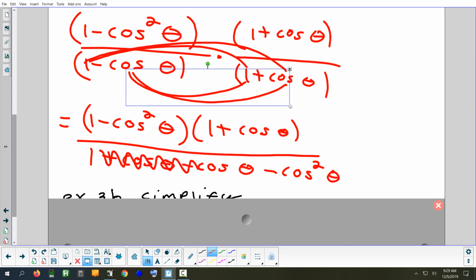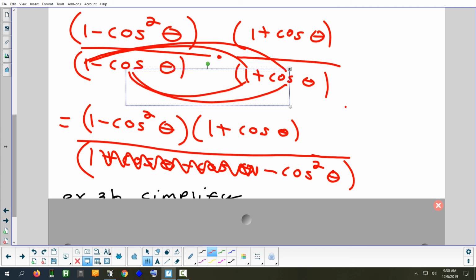Positive cosine, negative cosine. What's left in the bottom now? In the bottom is 1. I'm not going to rewrite the whole thing. It's 1 minus cosine squared. But where else is 1 minus cosine squared? In the top. So then the whole thing cancels out.